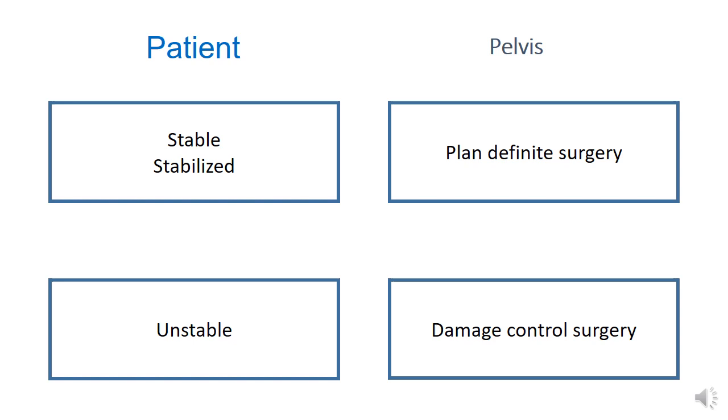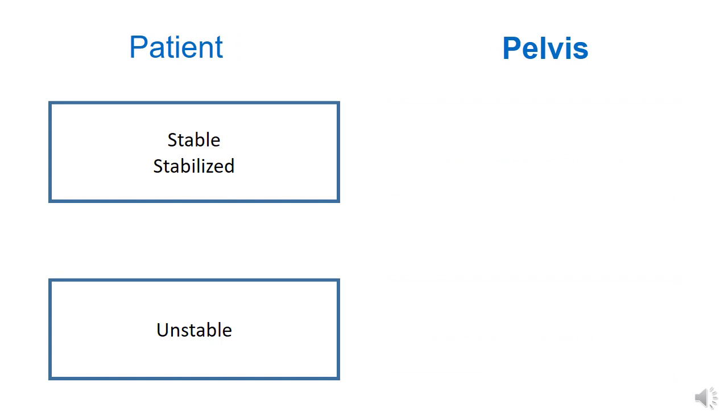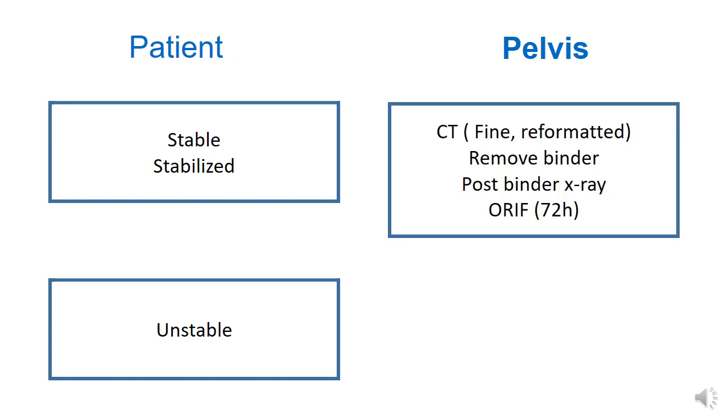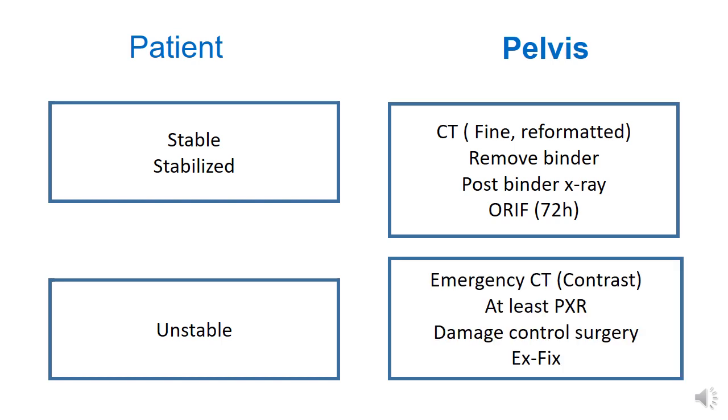What's the next step? The next step depends on the patient's condition. If the patient is stable, stabilized, and the pelvis now is in the binder, we will plan for definitive surgery. But if the patient is still unstable, we will go for damage control surgery to control bleeding from the pelvis surgically. If the patient is stable, we go for CT, fine CT images, to know more about the injury and to plan for definitive management. But again, if the patient is unstable, we'll go for emergency CT, maybe with contrast, to know the sources of bleeding. If we don't have CT, we'll do at least X-rays, and we'll go for damage control surgery to stop bleeding and temporarily stabilize the pelvis by external fixation.